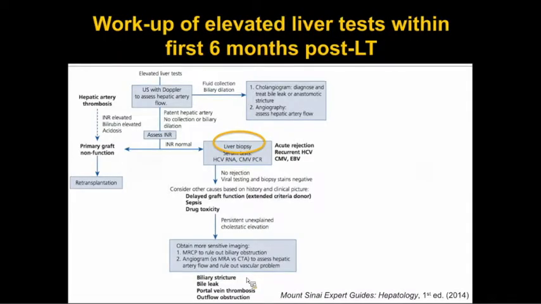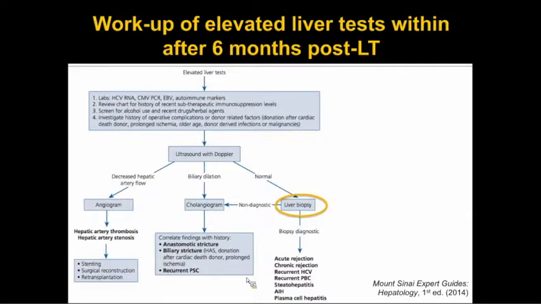And that's true when you look at guidelines for how we should be approaching abnormal liver tests in patients, whether it's in the early transplant period within the first 6 months or after 6 months. Basically, unless you find something obvious on imaging that needs intervention, a lot of times biopsy is going to be the next step.